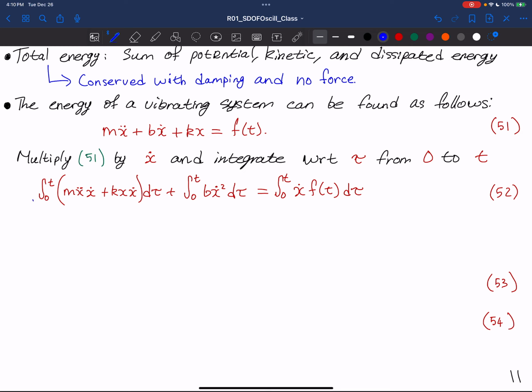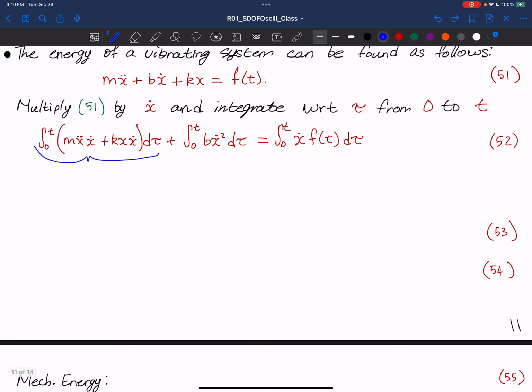So, like I said, this will end up being our mechanical energy. Let me rewrite that. This is our mechanical energy. This middle term, that's our dissipated energy. This term on the far end is going to be the work done by that external force. Okay, we're going to do the integral for the first two terms, and then we'll talk about the integrals for the second two terms.